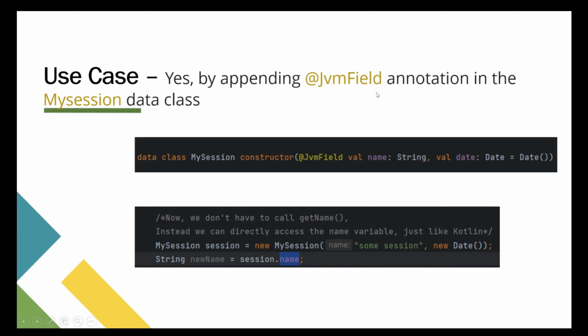We add the JvmField annotation inside the constructor parameters of the MySession class. Then we go back to the Java class, create the object again, pass the information like text and date, and now if we want to access name, we'll do session.name. If you see here, I don't have to use session.getName. Instead, it works similar to how it worked in Kotlin. So that's the advantage of using JvmField. It allows you to access Kotlin code in Java in a similar fashion to how you do in Kotlin itself.